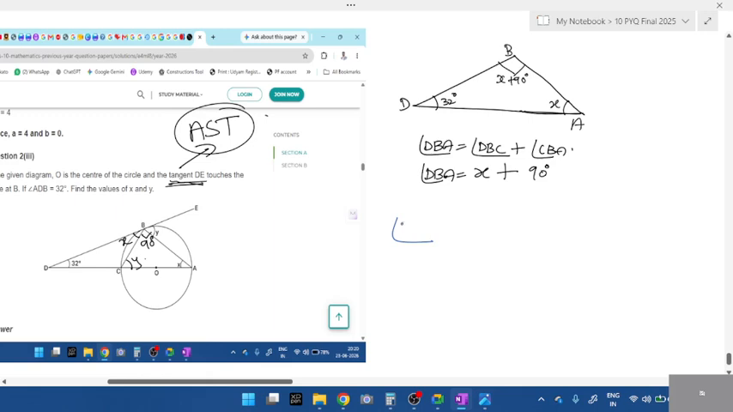DBA is equal to 148. Correct. X is equal to 58. Find Y. Let me see how many of you can find Y. There are two ways to find Y. You use straight line. Can we use even the smaller triangle ABC? There are two ways to find Y.